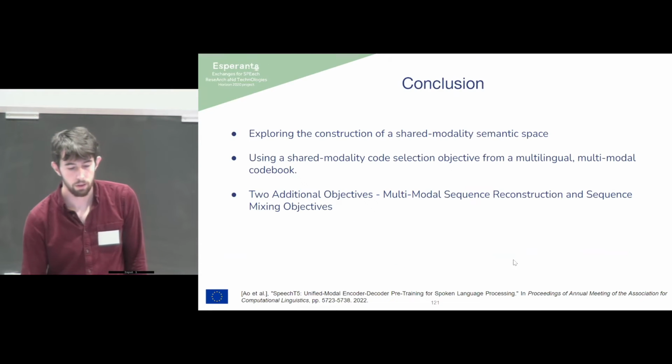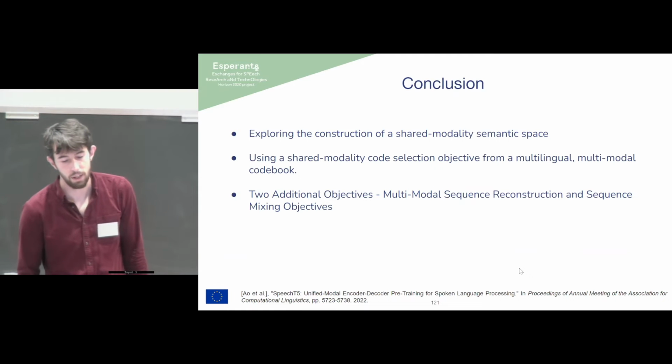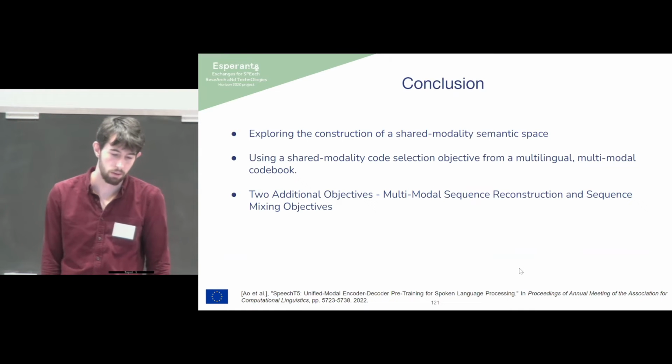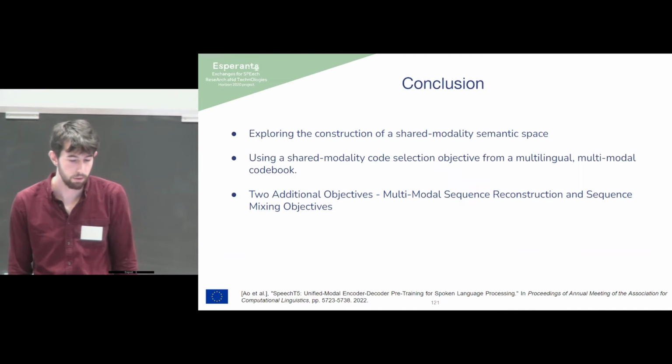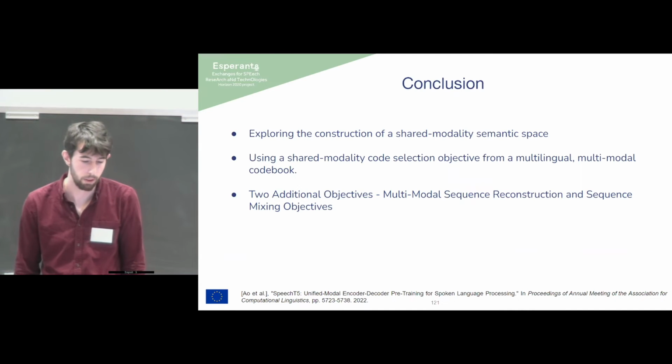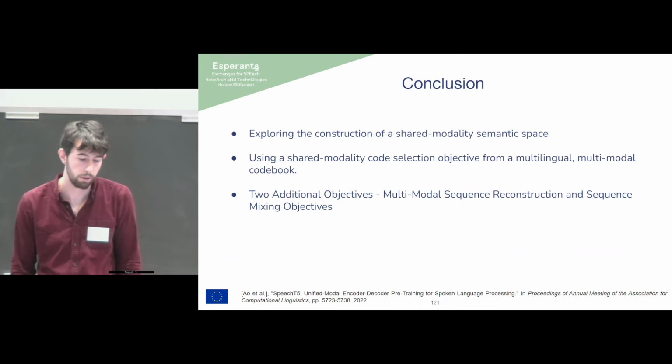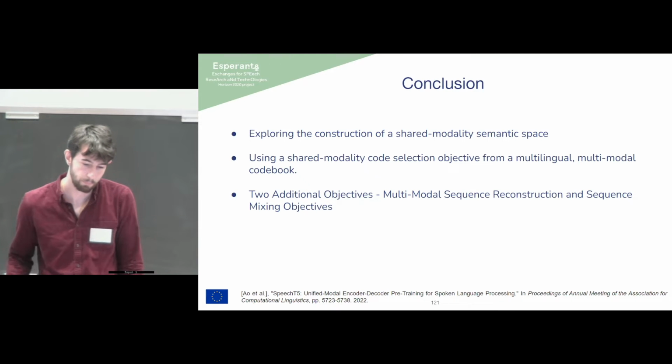So in conclusion, we're exploring the construction of a shared modality semantic space, and we really think the code selection objective, that kind of bottleneck layer that frames are randomly projected into, is the key to creating a multilingual, multi-modal codebook that's going to make sequences align. And we introduced two additional objectives: multimodal sequence reconstruction and sequence mixing objectives.